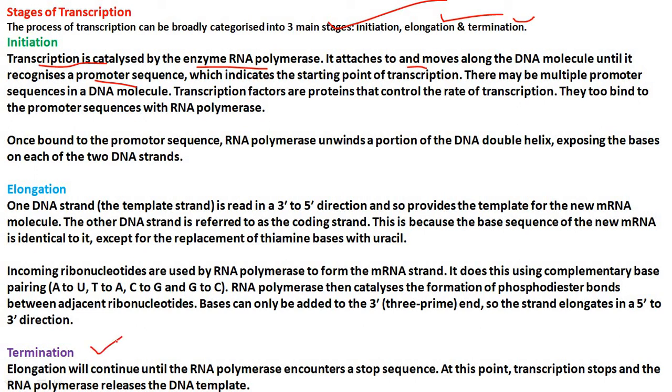At last, the transcriptional termination: the elongation will continue until the RNA polymerase encounters a stop sequence. At this point, the transcription stops and the RNA polymerase releases the DNA strand, as you can see. The termination of the RNA chain occurs when the RNA polymerase encounters a termination signal or stop signal. When this occurs, the transcription complex dissociates, releasing the nascent RNA molecule in prokaryotes. The termination signal may be produced by Rho protein or the hairpin loop.